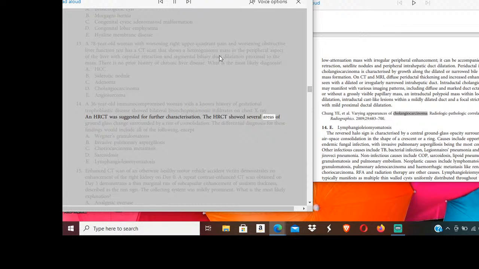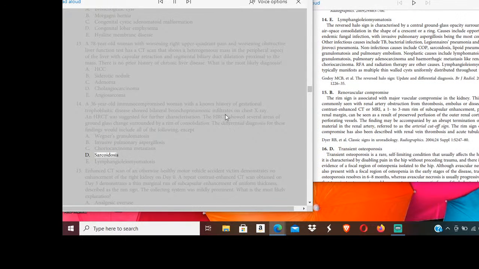The HRCT showed several areas of ground glass change surrounded by a rim of consolidation. The differential diagnosis for these findings would include all of the following, except: A. Wegener's granulomatosis; B. Invasive pulmonary aspergillosis; C. Choriocarcinoma metastasis; D. Sarcoidosis; E. Lymphangioleiomyomatosis.